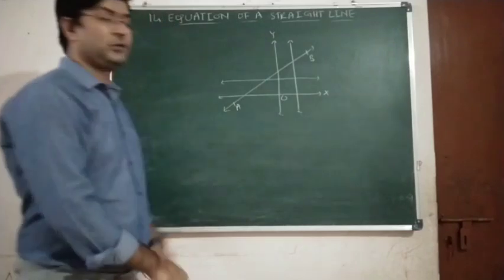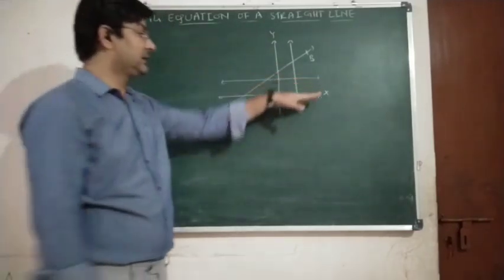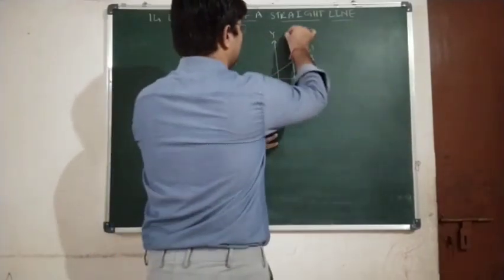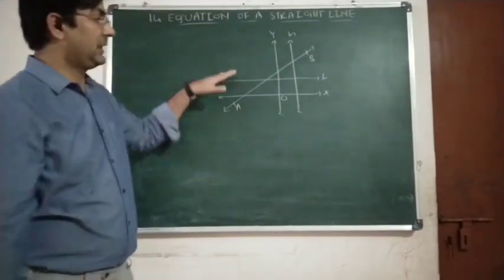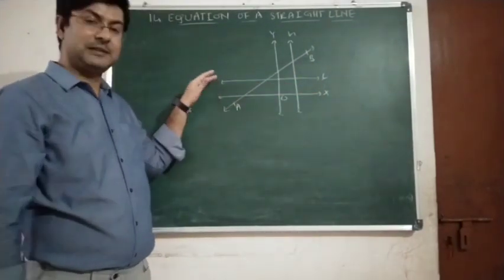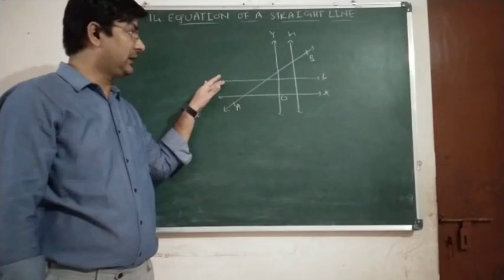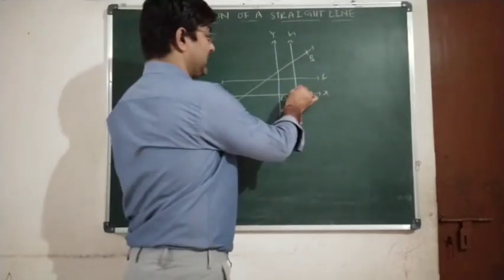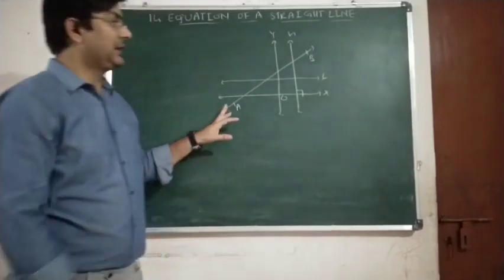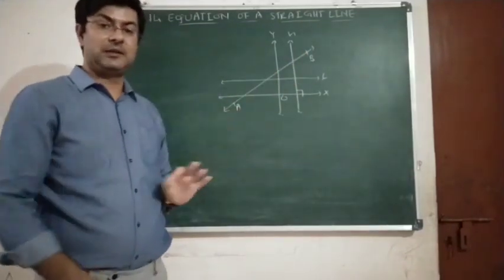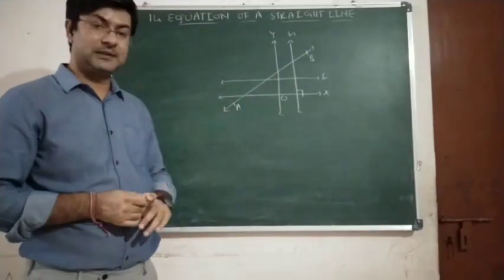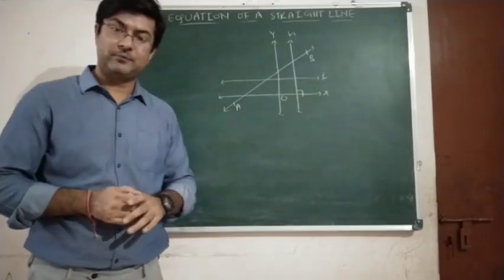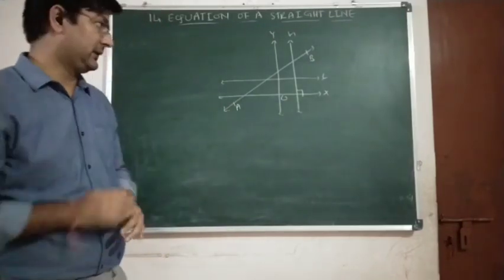So here suppose we have line AB. Line AB is an oblique line. Clear? While this line, say line L, and another line M. Line L is parallel to x-axis, therefore line L is a horizontal line. M is perpendicular to x-axis, therefore line M is a vertical line, and line AB is neither parallel nor perpendicular to x-axis, therefore AB is an example of an oblique line.